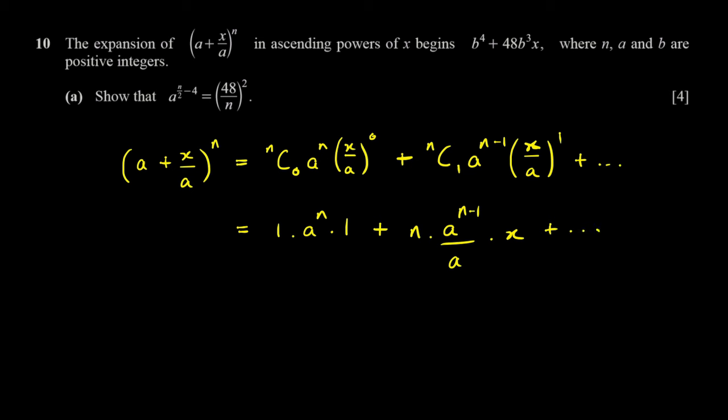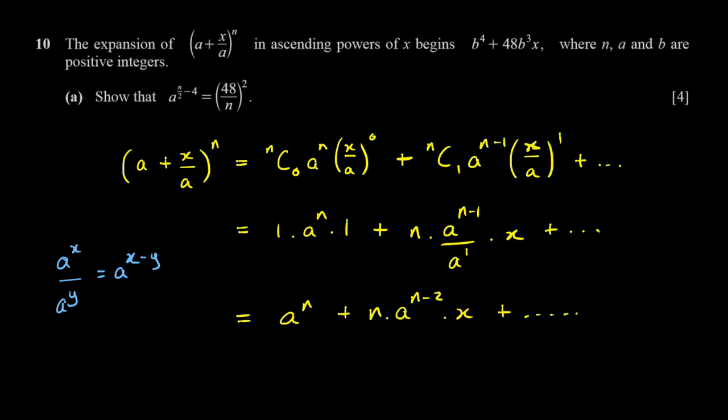Okay, now then, we can use an indices rule here, because hopefully you will remember that if we've got a to the power of x divided by a to the power of y, what we do is we subtract the powers. That's a to the power of x minus y. So this thing, a to the power of n minus 1 divided by a, is going to simplify to give a to the power of n minus 1 minus 1, which is a to the power of n minus 2. Okay, so now if I simplify all this, we get a to the n plus n times by a to the power of n minus 2, right? So just again, clarify that. But n minus 1 minus 1 is n minus 2, like that, times by x plus dot, dot, dot.